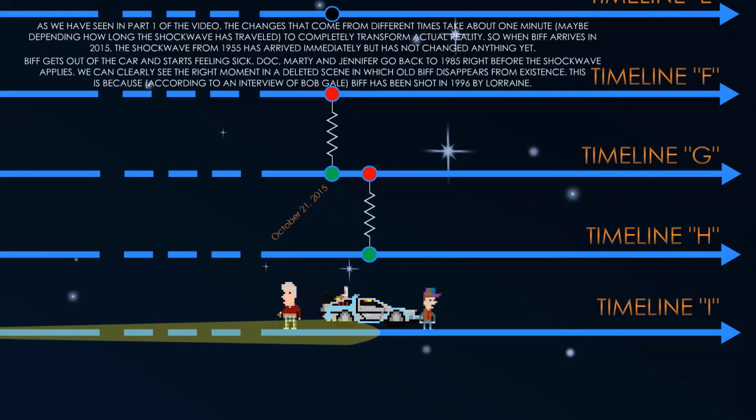Doc, Marty and Jennifer go back to 1985 right before the shockwave applies. We can clearly see the right moment in a deleted scene in which old Biff disappears from existence. This is because, according to an interview of Bob Gale, Biff was shot in 1996 by Lorraine.